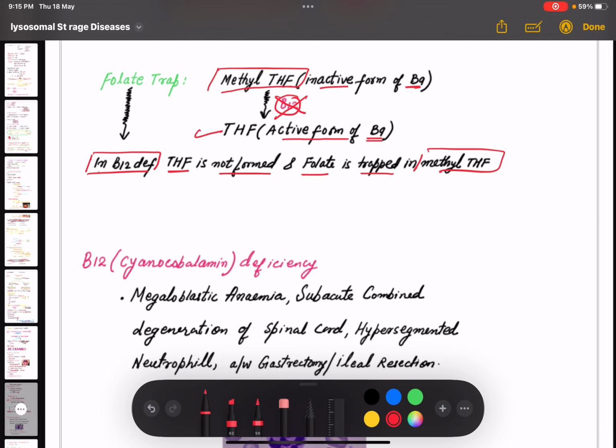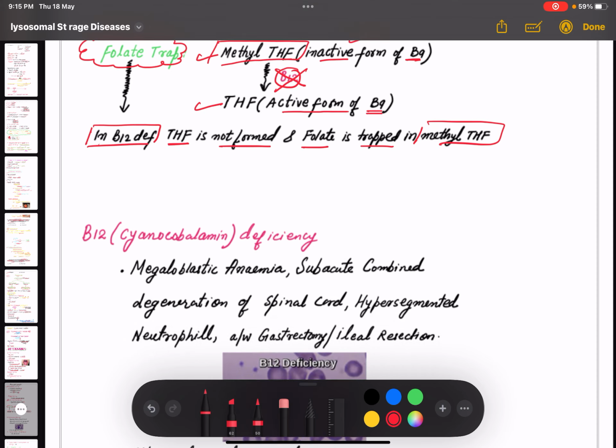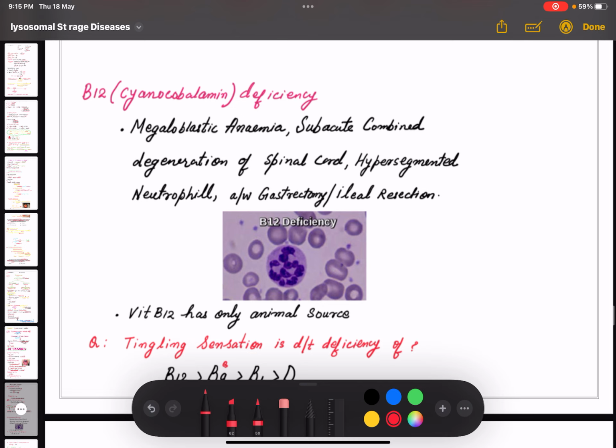This tetrahydrofolate will be trapped in the form of methyl tetrahydrofolate in B12 deficiency, and this is known as folate trap, which means the folate is trapped now in the form of methyl tetrahydrofolate, that is the inactive form of vitamin B9. I hope this is clear. This is so simple, which you can remember.